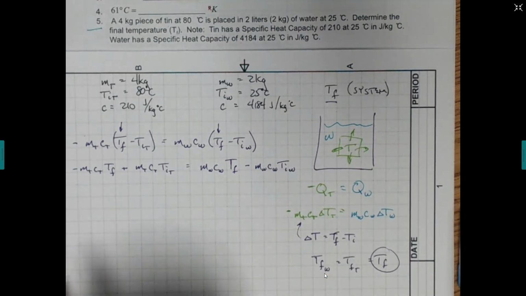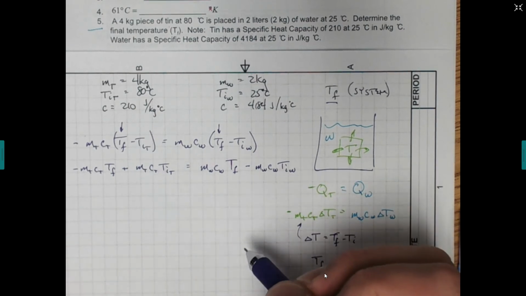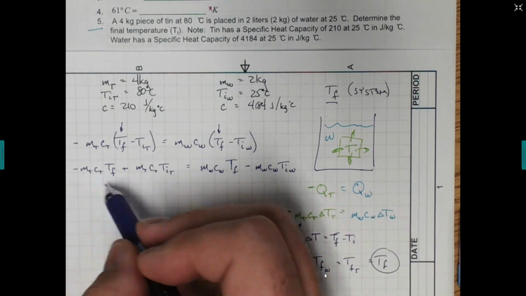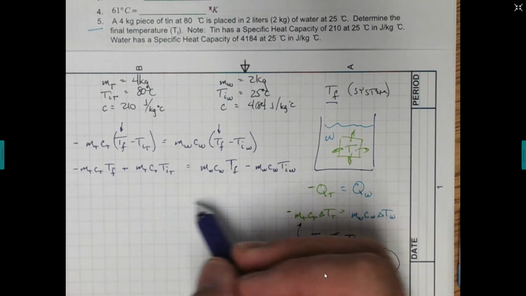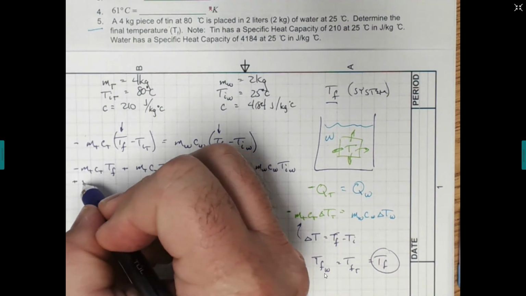And now I'm going to put all my temperature finals on one side and my temperature initials on the other side. I'm actually going to go this way because I'm going to add that, because I'd rather have positive things. I don't like negative things. So I'm going to add this to both sides.